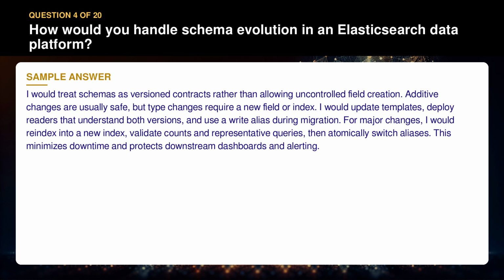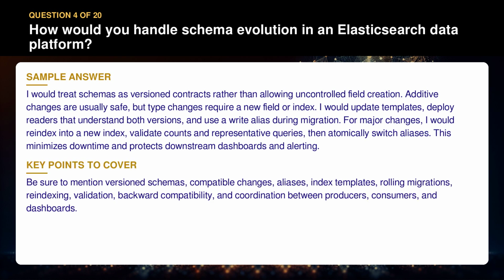I would update templates, deploy readers that understand both versions, and use a write alias during migration. For major changes, I would reindex into a new index, validate counts and representative queries, then atomically switch aliases. This minimizes downtime and protects downstream dashboards and alerting.